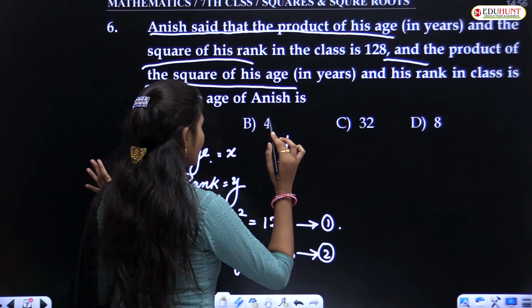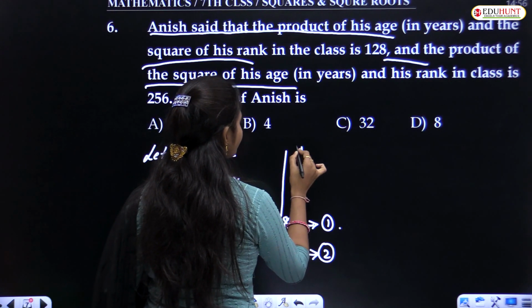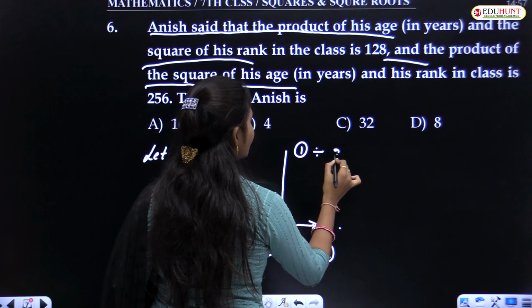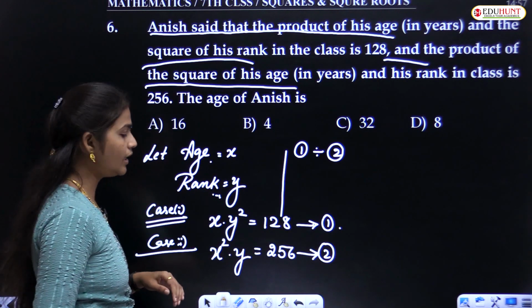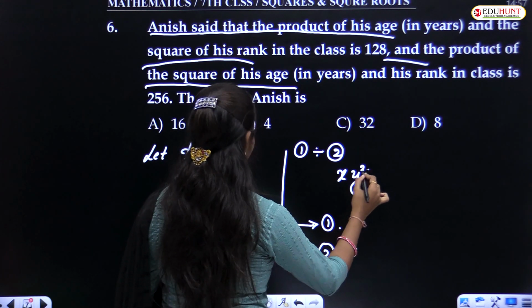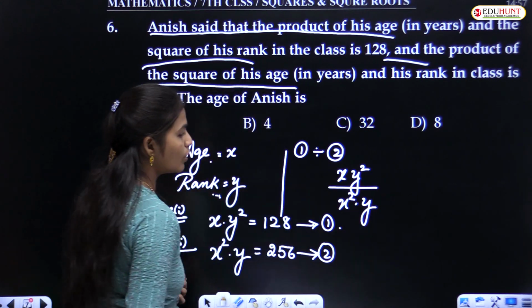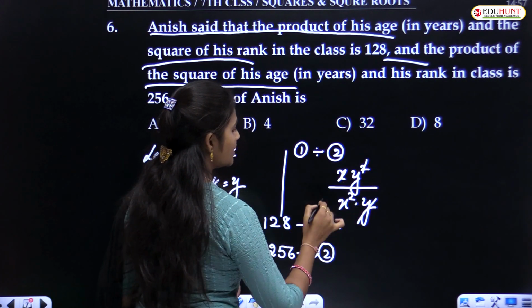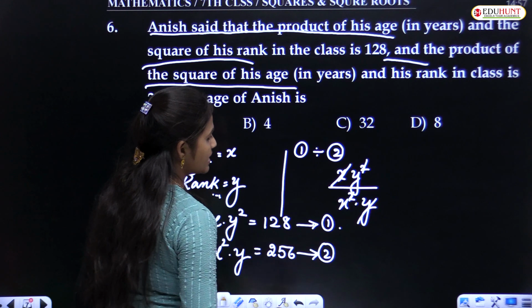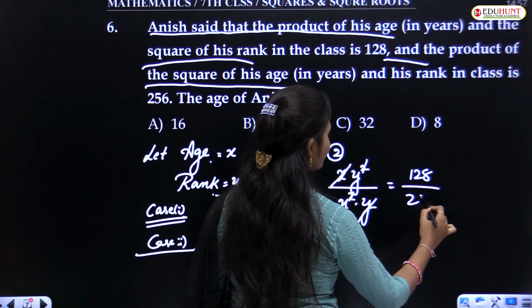So now we need to simplify: equation number 1 divided by 2. Okay, so here what is that? x into y square whole by x square into y. So y 1 time gets cancelled, x 1 time gets cancelled. Now the leftover is equal to 128 by 256.